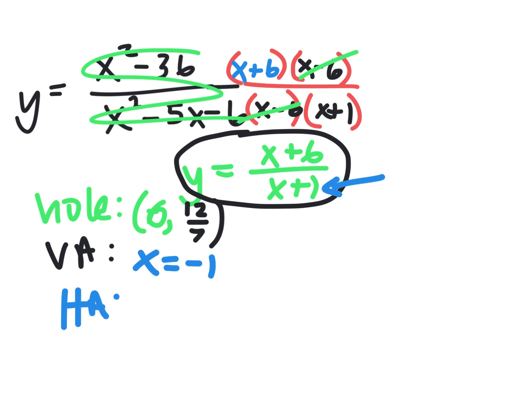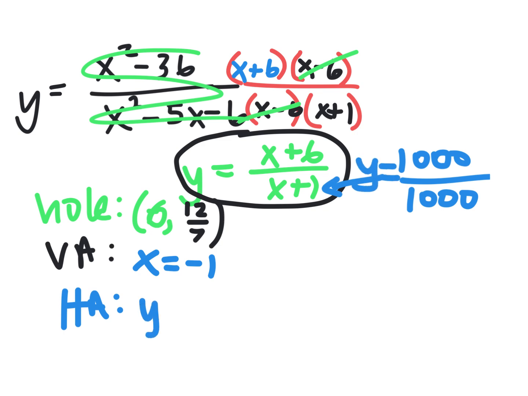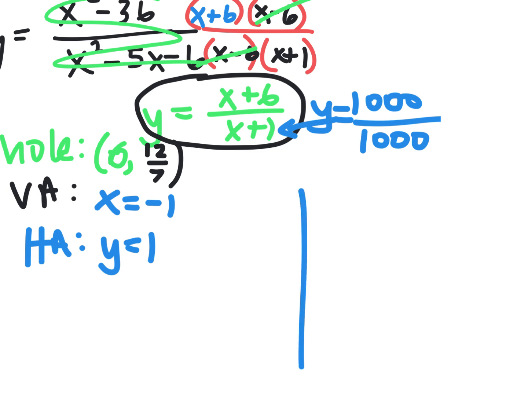So that's where the asymptote is. Horizontal asymptote: you go way to the right and you see if it leveled off. If you put in 1000 and you get 1000, it didn't level off. But we put in 1000 here and we get 1006, which is pretty much 1000, over 1001, which is pretty much 1000. So y equals about 1. So as I look at my graph, it would have an asymptote here and here, and it would have a hole at 6 comma, well, 12 sevenths is pretty much 2. So 6 comma 2.